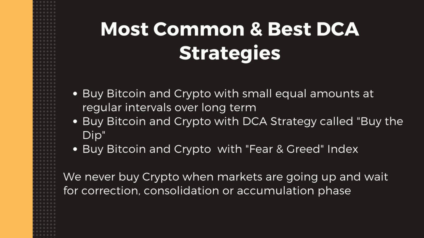Now let's talk about most common and best DCA strategies. There are three famous and simplest ways to use dollar cost average strategy for your long-term investments. Buy Bitcoin and crypto with small equal amounts at regular intervals over long term. Buy Bitcoin and crypto with DCA strategy called Buy the Dip. Buy Bitcoin and crypto with Fear and Greed Index. We never buy crypto when markets are going up, and this is something that you must remember. You have to wait for a correction, consolidation, or accumulation phase.